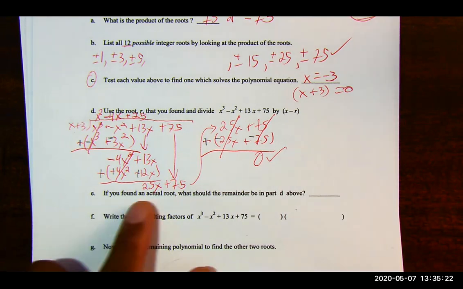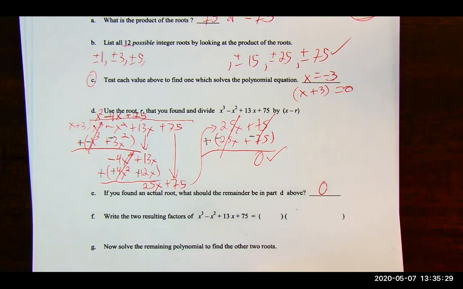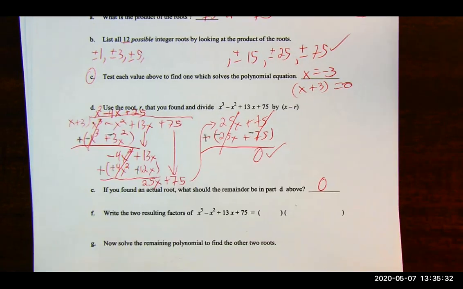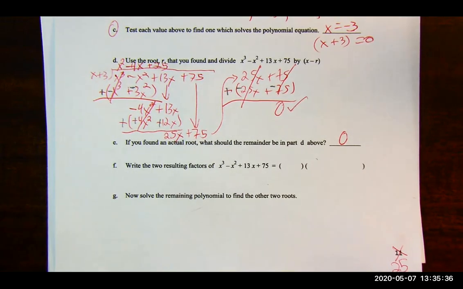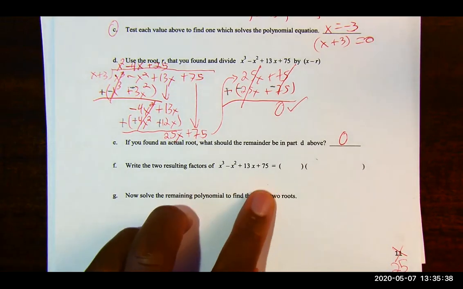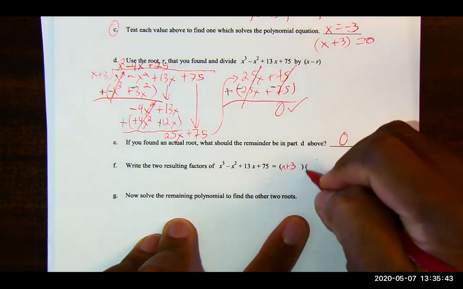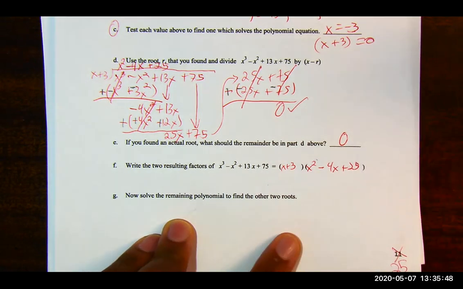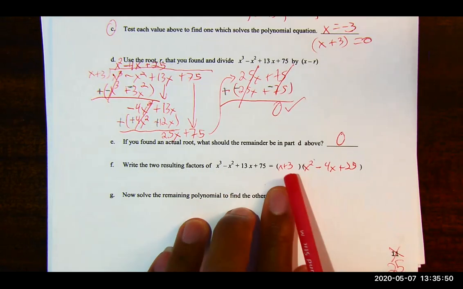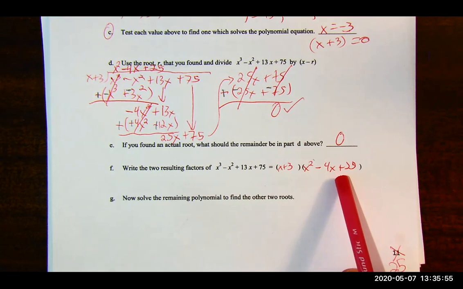If you found an actual root, what should the remainder be in part D above? The remainder is 0. Write the 2 resulting factors of this cubic function. Those resulting factors are x plus 3 times x squared minus 4x plus 25. If you're curious, if we literally multiply this by that, we would get this cubic function.